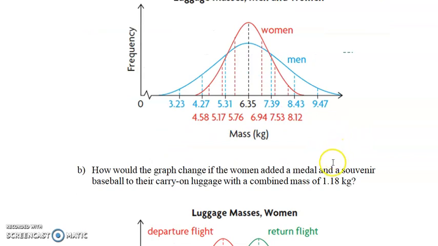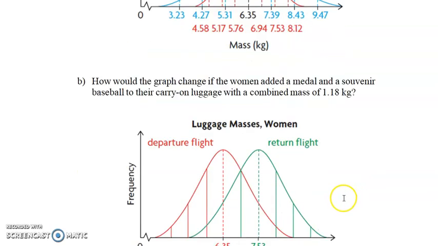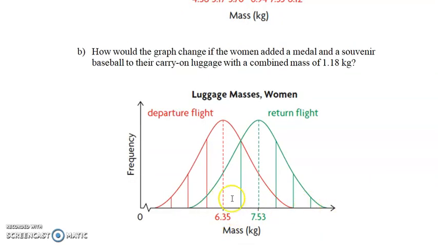How would the graph change if a woman added a medal or a souvenir to the bag with a combined mass of 1.15? So they want a medal and they have a souvenir. So the mass increased by 1.18. So what happens is the mean is going to change. So you'll notice that this is shifting to the right. And we did this in one of the earlier videos as well. You'll notice the shape stays the exact same, but it just slides over a little. Okay.